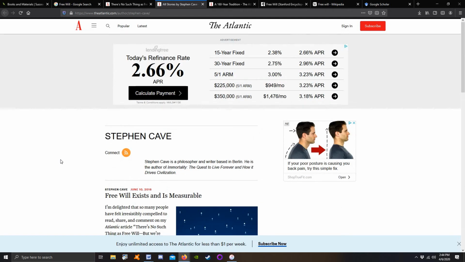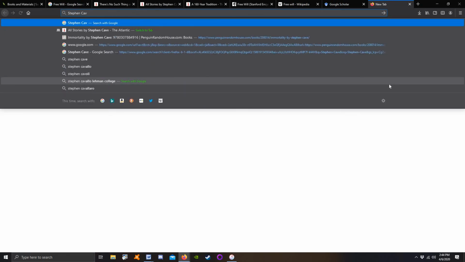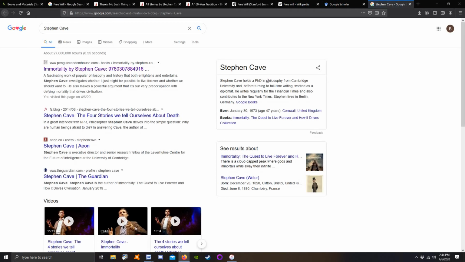So now is the time to do what is frequently known as lateral research. Who the heck is Stephen Cave? Well, Stephen Cave holds a PhD in philosophy from Cambridge University, so that's promising. Before turning to full-time writing, he worked as a diplomat. He writes regularly for the Financial Times and also contributes to the New York Times. So this is a philosopher who often does popular articles, is what we can say. He is writing for the Financial Times for some reason, and the New York Times.